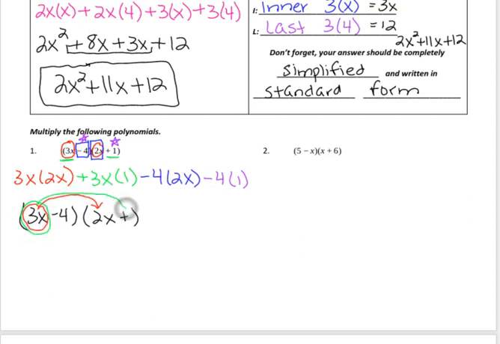All right, and then for the outside, we would do the outside is this 3x, and it goes all the way to the, oops, I didn't write the plus 1. Hopefully you guys caught that before I did. Sorry about that. There's my plus 1. Goes all the way to that plus 1. And then for the inner, that would mean take this -4 and distribute it to the 2x. And then finally for the last, here's my -4 and I'm going to multiply it to the positive 1.